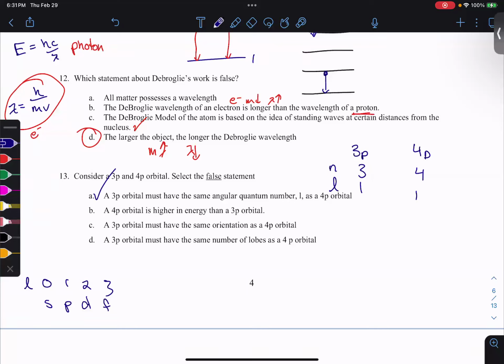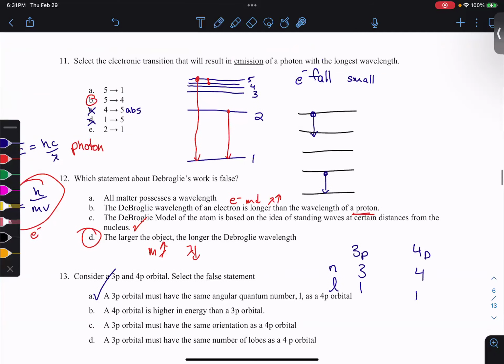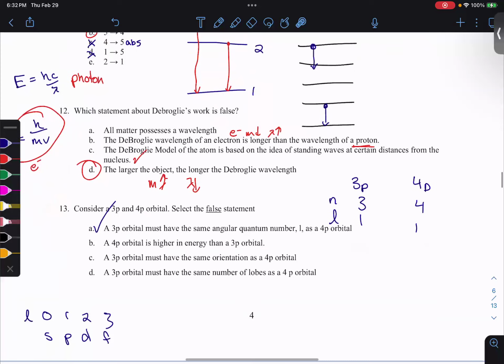4p is a higher energy level than 3p. What quantum number compares energy? The n value. The n value is no different than these n values. See, 1, 2, 3, 4, 5, 6, whatever. Right? So n equals 3 is here, n equals 4 is there. So 4 is definitely a higher energy. So there we go, true.